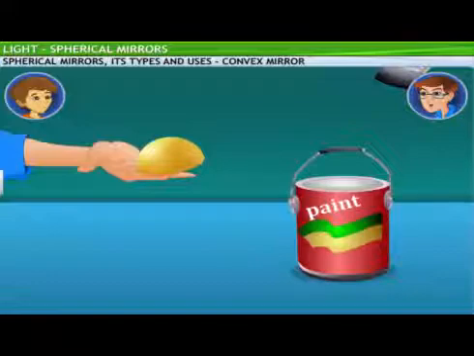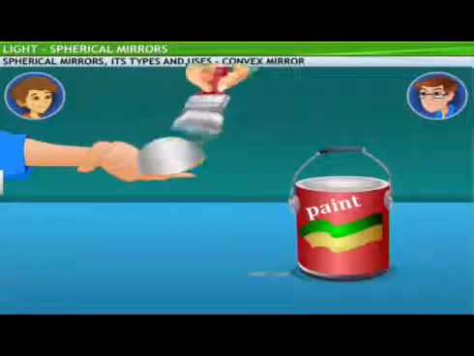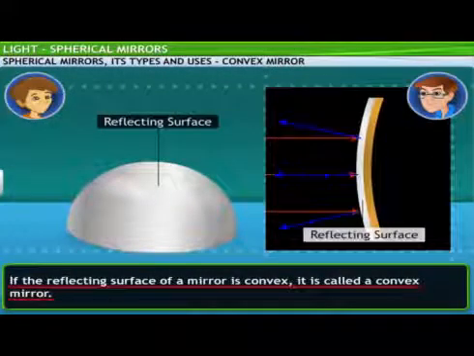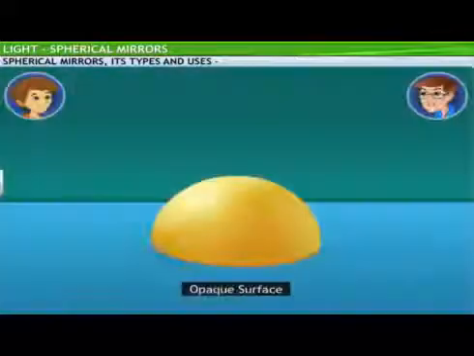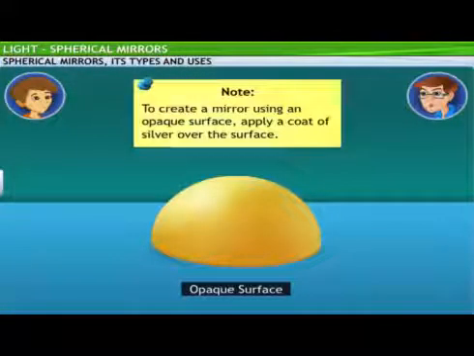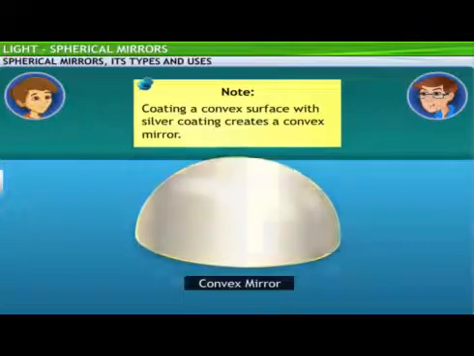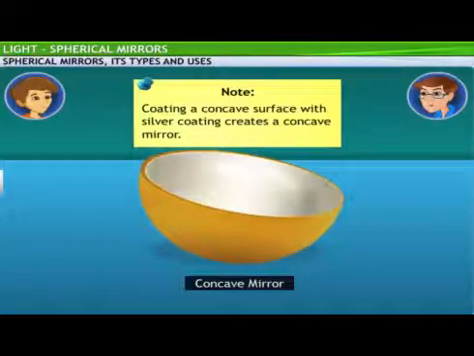Okay, now paint the outer surface of the other hemisphere with silver paint. Done. Considering the reflecting surface is convex, would this be a convex mirror? That's right. You're getting better at this. That was fun. Remember, for an opaque spherical surface, the silvered surface acts as a mirror. So, a convex mirror will have its convex side silvered, while a concave mirror will have its concave side silvered.